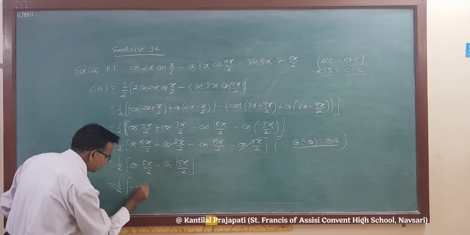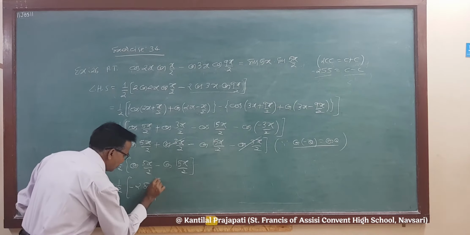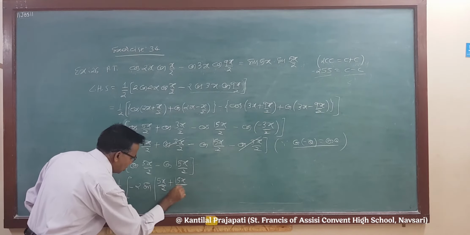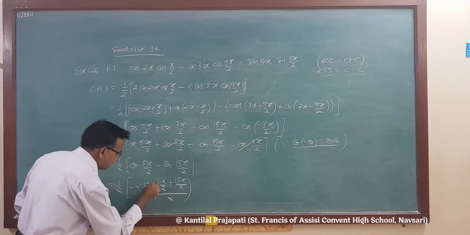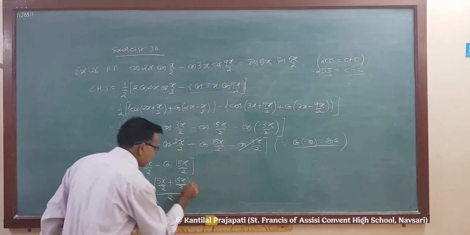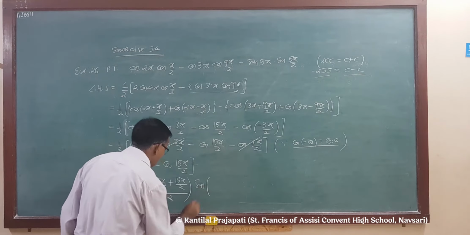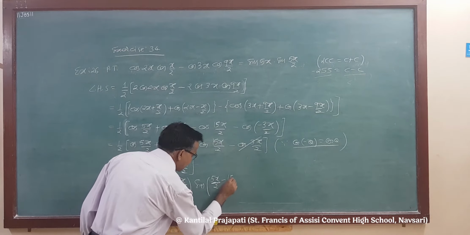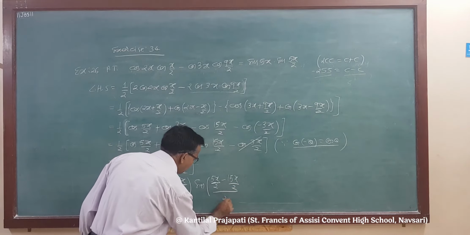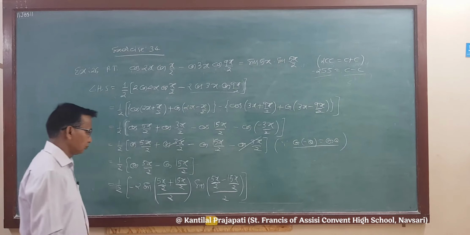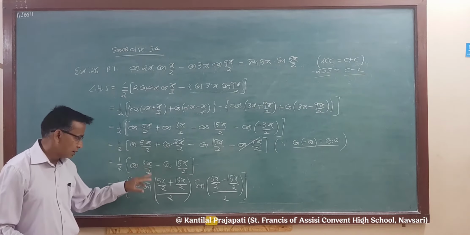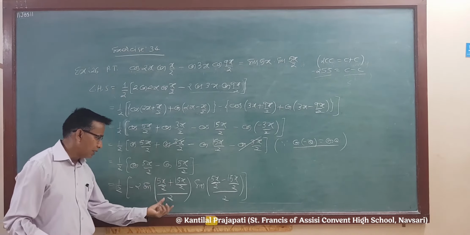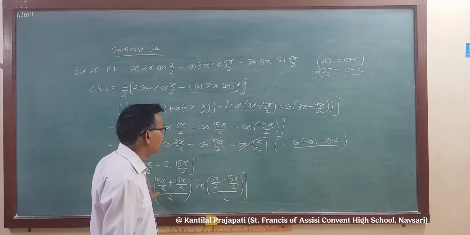Minus 2 times sine of the sum of angle, 5x by 2 plus 15x by 2, divided by 2, into sine of the difference of angle, 5x by 2 minus 15x by 2, divided by 2. Difference is represented as a product: cos C minus cos D is minus 2 sin sin. The sum of angle is divided by 2, the difference of angle is divided by 2. So write that.